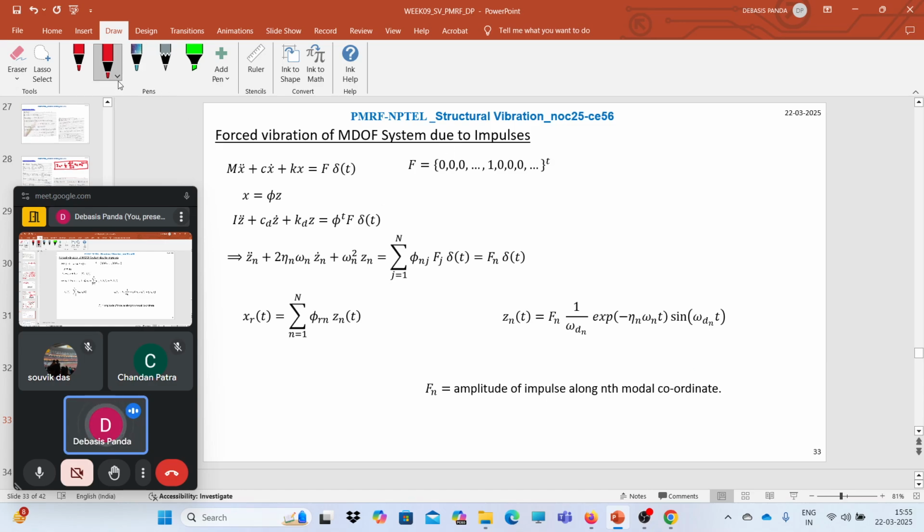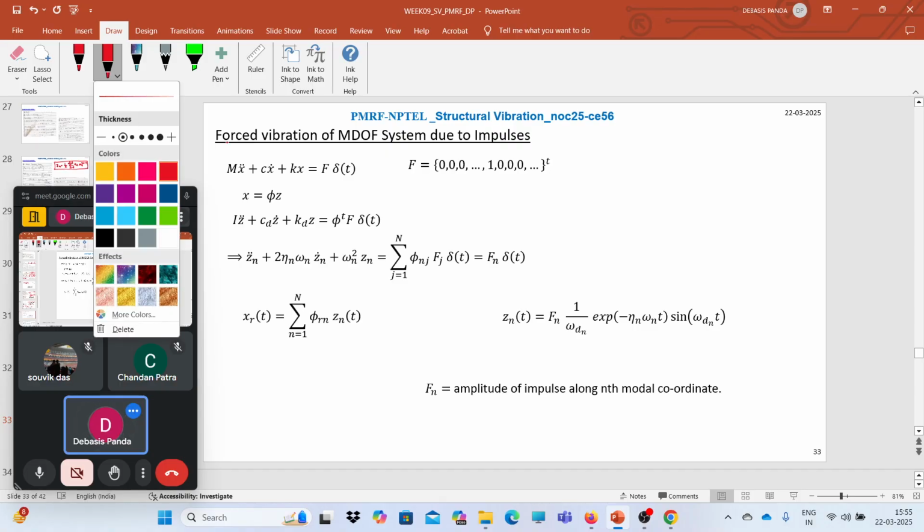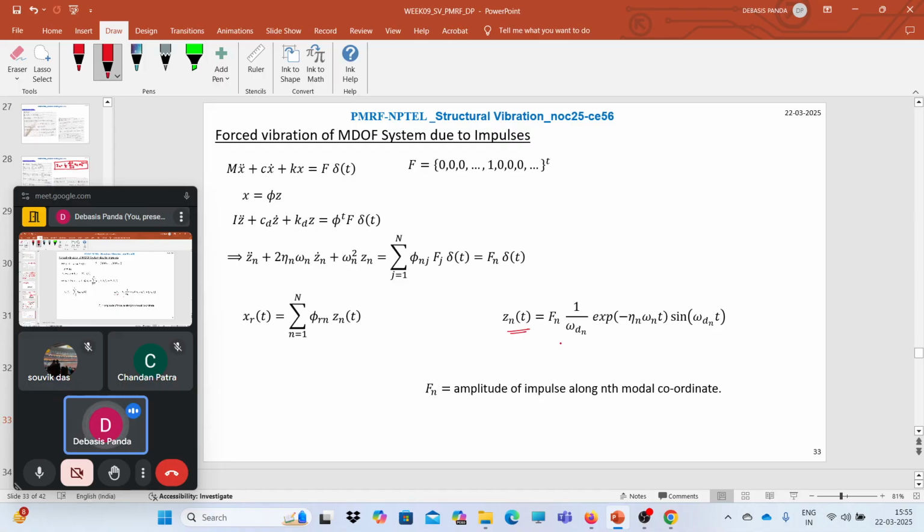Say for example, if we want to solve using the Duhamel integral, recall the impulse response function, and from there the responses we have already calculated. It is 1 by omega d, e to the power minus zeta omega n t, sine omega d t. These are the responses for the unit impulse, and if we have the force Fn, just multiply with Fn and you will get zn.